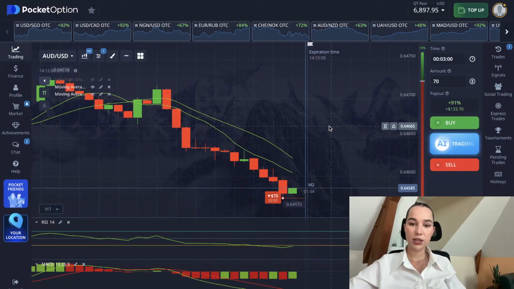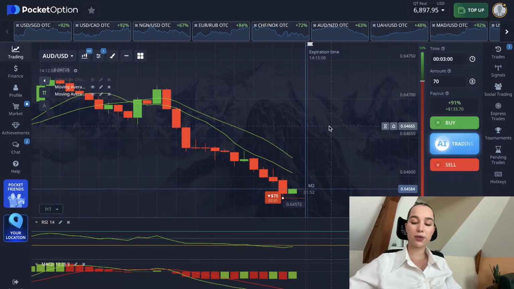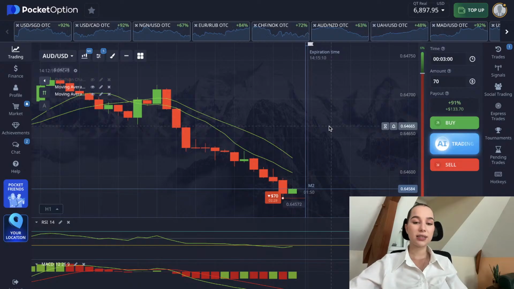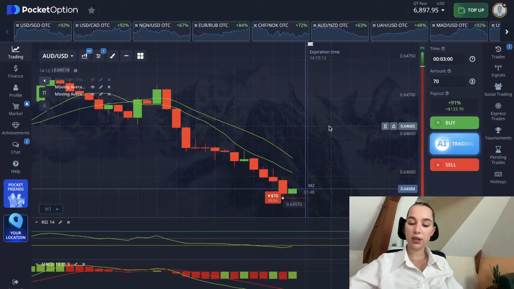Okay, perfect. So here, as we can see, we also get a corrective candle, as in the previous trade actually, but I think it will change in some time. So let's just wait a little bit here.